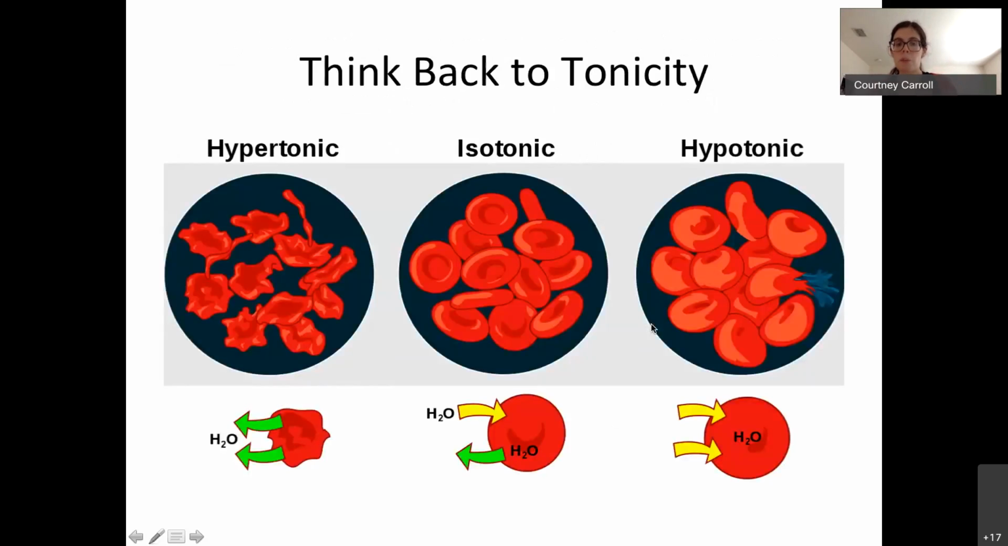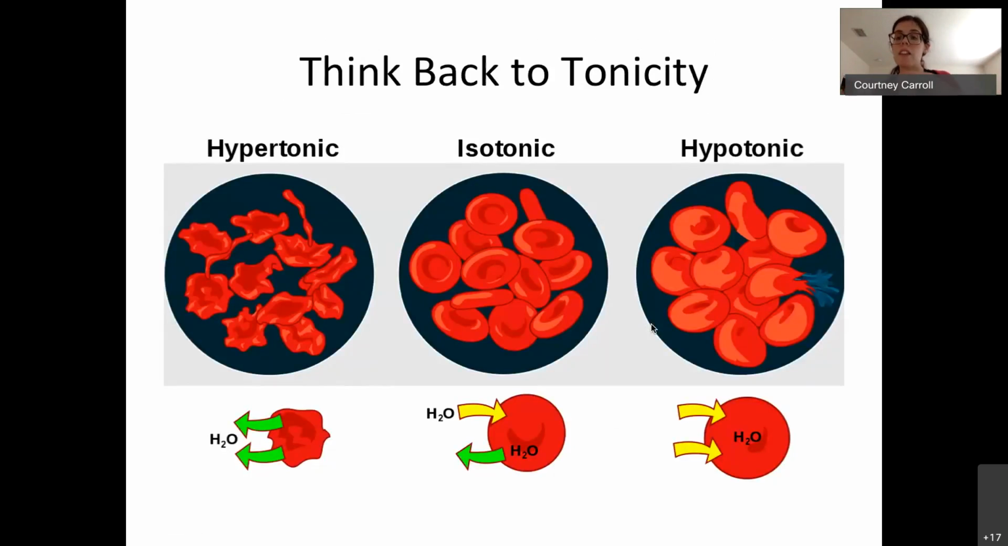So with this in mind, you want to think back to tonicity and what happens to cells at different tonicity. So hypertonic solution, right? That means that there's a lot of salt outside the cell. And again, the water is going to try to move to decrease that saltiness. So it's going to leave the cell in a hypertonic solution. It's going to get very shriveled.